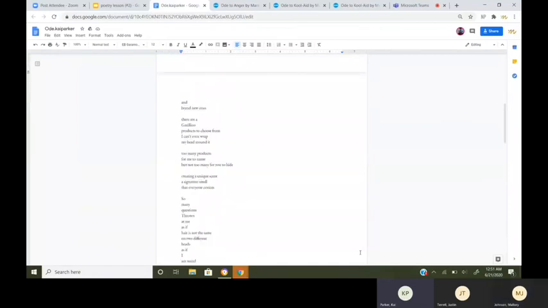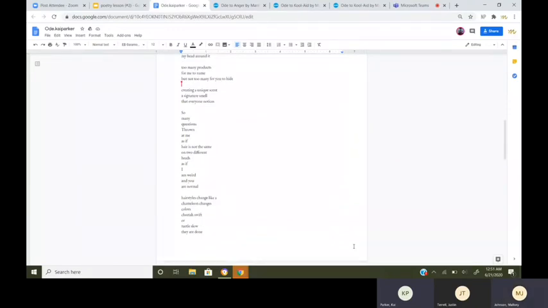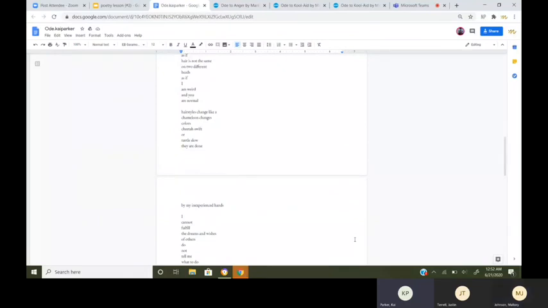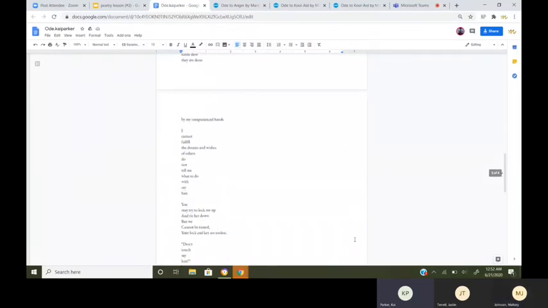Too many products for me to name, not too many for you to hide, creating a unique scent, a signature smell that everyone notices. So many questions thrown at me as if hair is not the same on two different heads, as if I am weird and you are normal. Hairstyles change like a chameleon changes. Colors, cheetah swift or turtle slow. They are done by my inexperienced hand. I cannot fulfill the dreams and wishes of others.